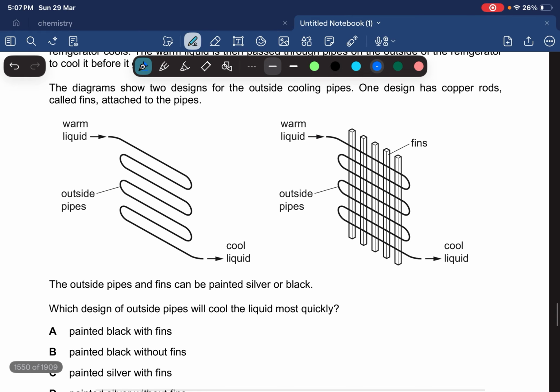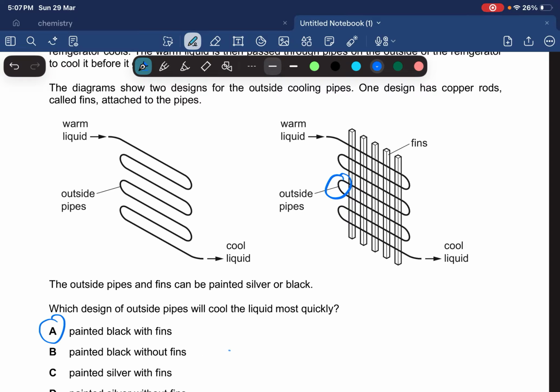If the outside pipes are black, they're going to release heat energy more quickly, because black is a good radiator. It radiates heat energy, so they're going to quickly release the heat energy to the fins. If they're painted black without fins, they're going to release it to the surroundings.